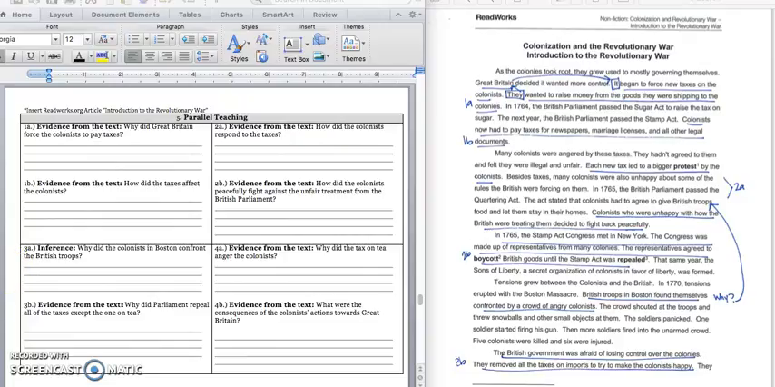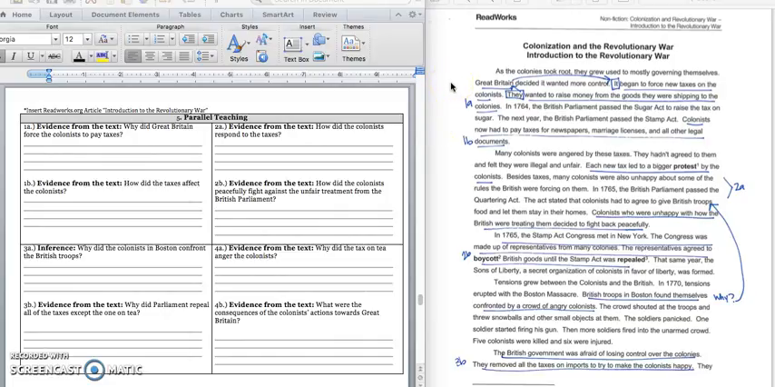All right, turn the page in your notes to the parallel teaching section, and you need this article out beside your desk. And as we are reading, we are going to underline the answers to these questions. So we're going to read the first paragraph and then answer the questions in the first box. This is the introduction to the Revolutionary War. I'm at the first paragraph.